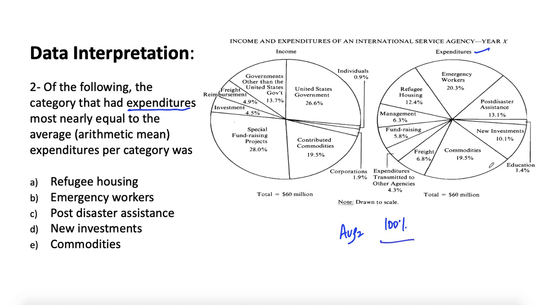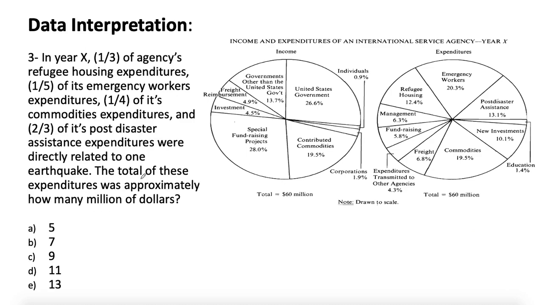So total is 100%. How many values? 1, 2, 3, 4, 5, 6, 7, 8, 9, 10. So 10 values, that means approximately the average is 10%. Now see the options, we have been provided these 5. Which of the following is closest to 10%? That will be our required answer, and the closest to that is 10.1%. That's why the answer is new investment, which is option D.